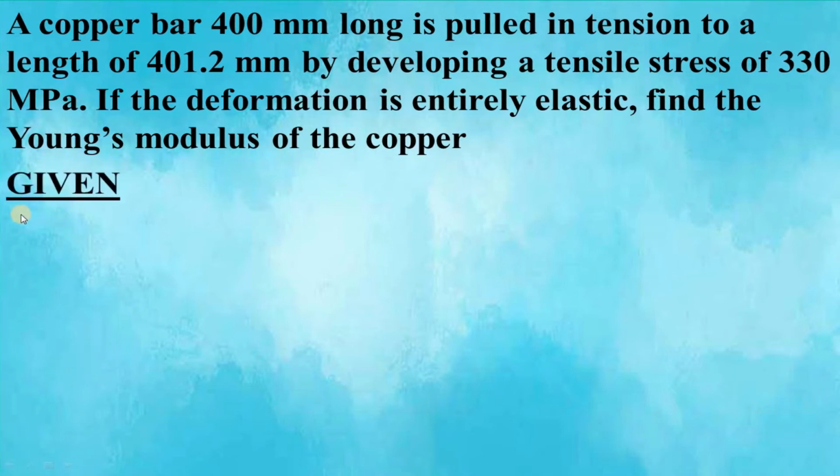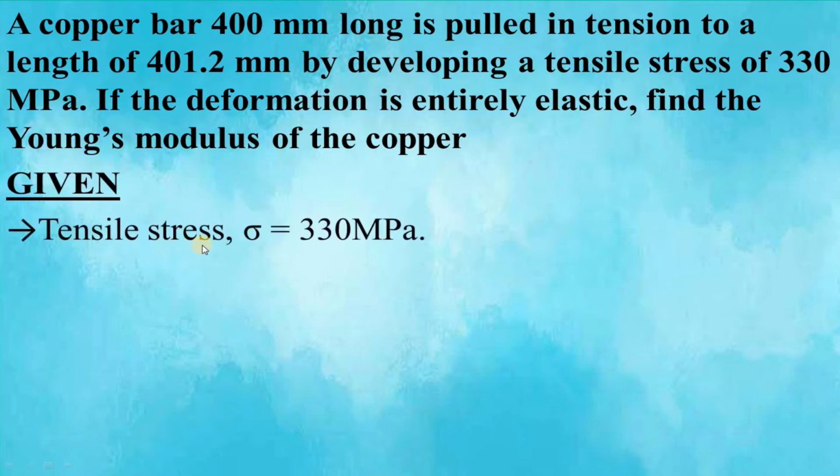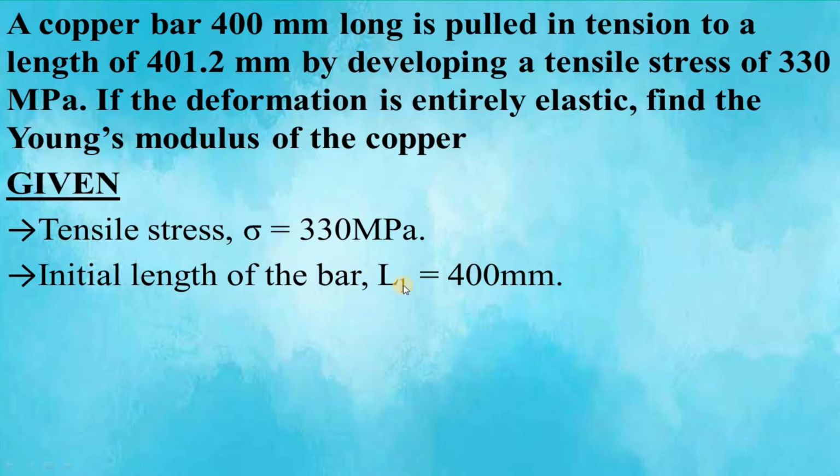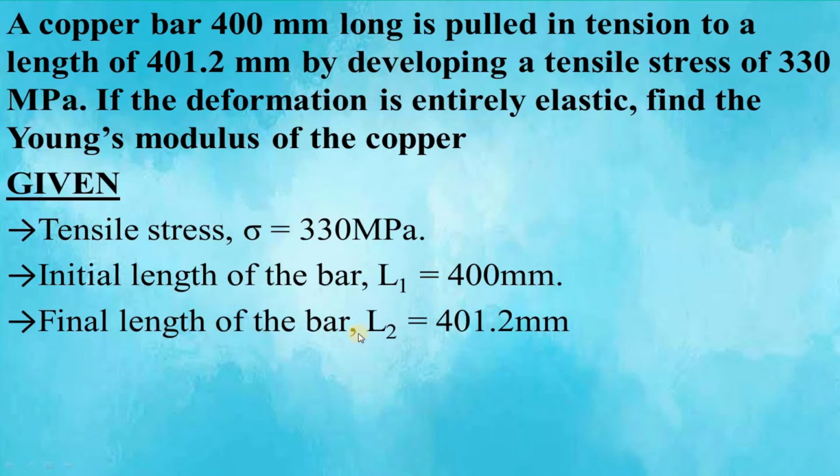Now I will list out the given conditions from the question. First, the tensile stress developed inside the bar is 330 megapascal and it is taken as sigma. Second, initial length of the bar is 400 mm and it is taken as L1. Please remember, this initial length is nothing but the original length of the bar, because for finding the value of Young's modulus of the bar, we have to consider only the original length of the bar, not the final length of the bar. Third, the final length of the bar is 401.2 mm and it is taken as L2. So by using these three conditions, we are going to find the value of Young's modulus of the bar.